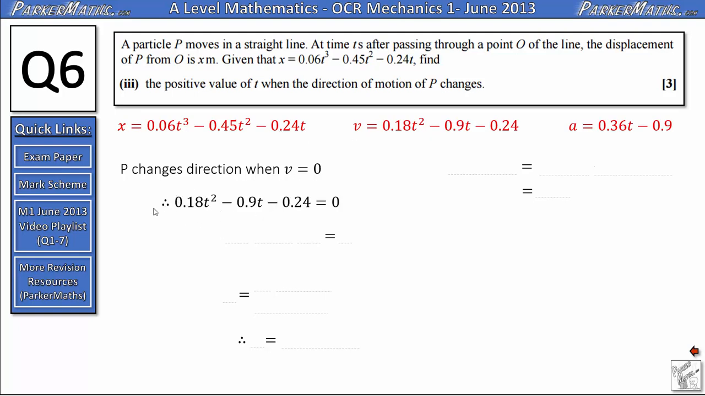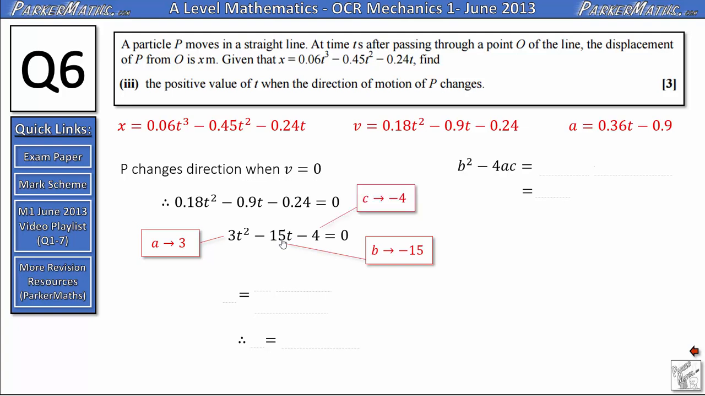So all we've got to do is set this quadratic here equal to 0. Now if you wanted to, you could go ahead and solve this quadratic as it is, but I'm going to make the numbers simpler to deal with. First of all, I'm going to multiply everything by 100. That will give me 18, 90 and 24. And then I could also divide by 6. And if I do those two steps, I get 3t squared minus 15t minus 4 equals 0. Now you didn't have to do that step, and if you didn't spot it, you wouldn't lose any marks for not doing it. From here, if we label a, b and c, we get a is 3, b is negative 15, c is negative 4.